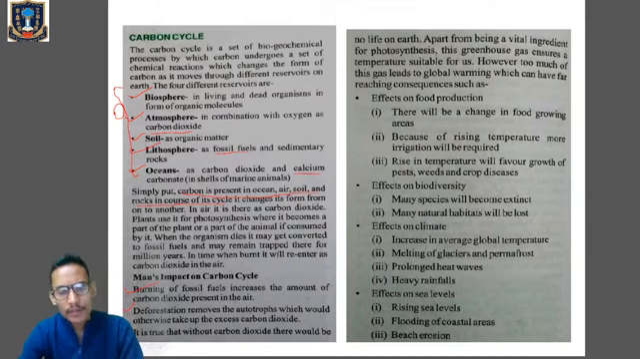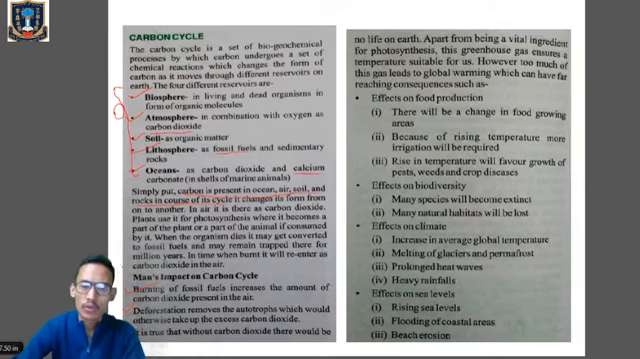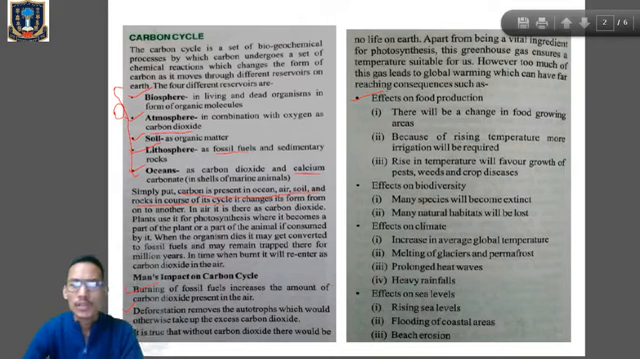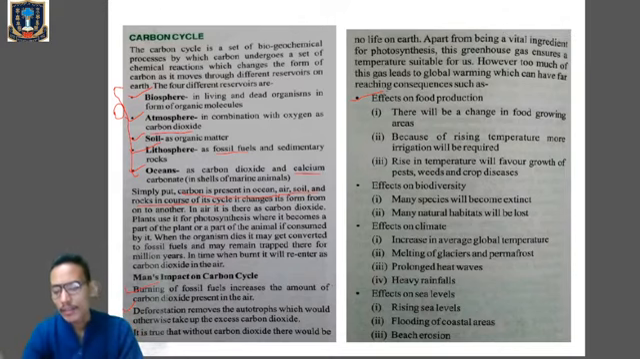Clear? Number three, it is also not possible for life to exist without carbon dioxide. Why? Because carbon dioxide is one of the most important components of photosynthesis. Not only that, but this gas will also maintain the suitable temperature of our planet Earth for life to sustain. But if the concentration of carbon dioxide keeps on increasing many times over, then it will lead to global warming, as we know. Global warming can have several consequences, such as the effect on food production. There will be changes in food growing areas because the climatic conditions will change.